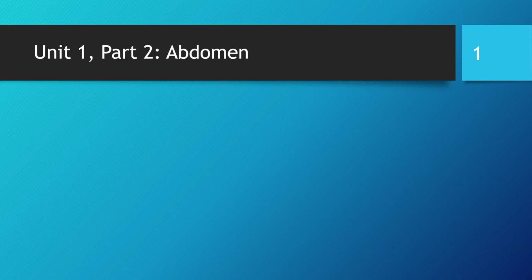Welcome back, everybody. We managed to conquer part 1 of Unit 1, and now we're going to move on to part 2, which, as you can see, is the abdomen portion of this unit. The process is going to remain the same. There's not going to be anything new that you have to be aware of. We're going to follow the same guide and principle that we did in part 1. So, here in just a moment, we will get started with that.